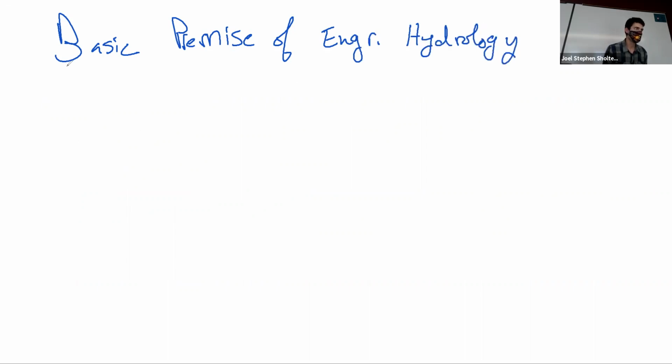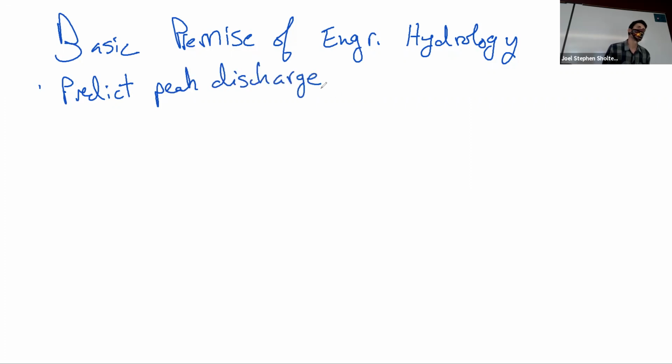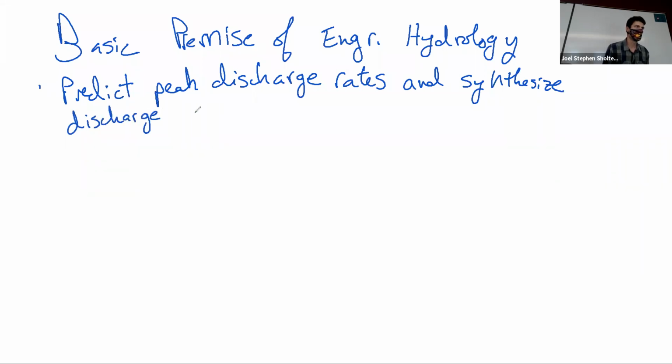And really the basic premise is that we want to be able to predict peak discharge rate. This is not the only variable we want to know, but it's often the most important. So we want to be able to predict peak discharge rates and synthesize discharge hydrographs.